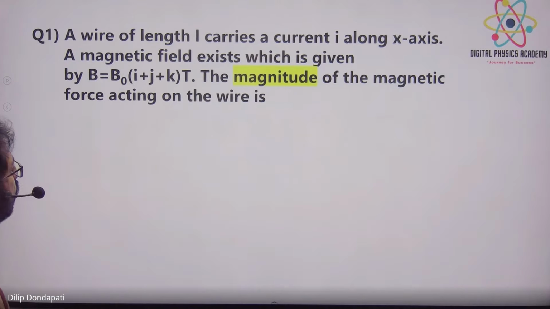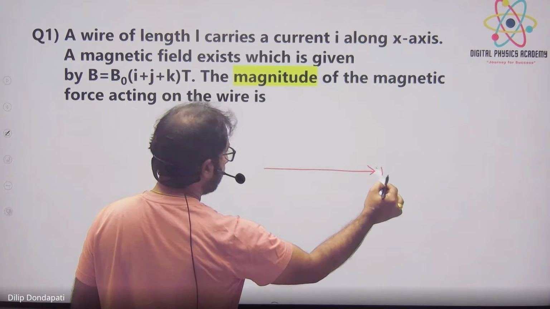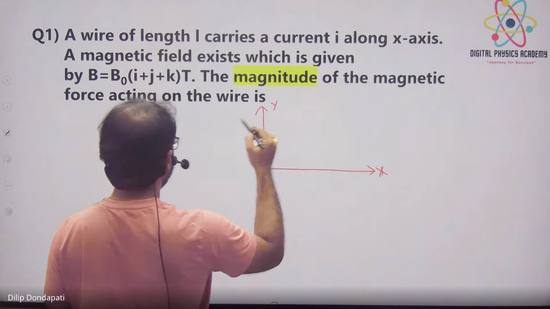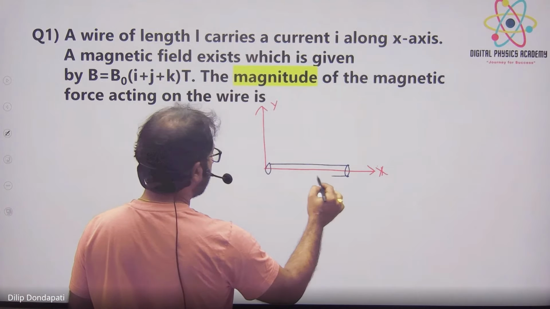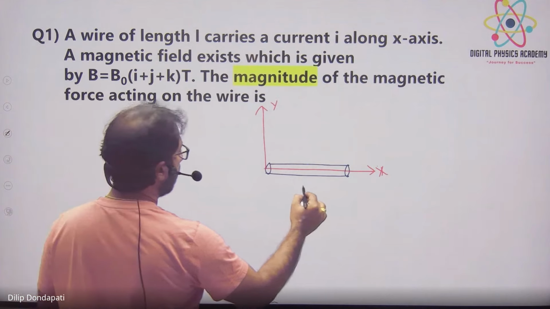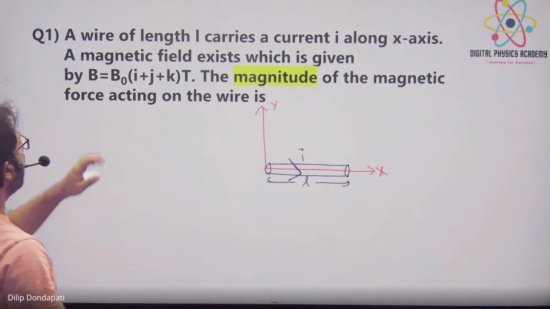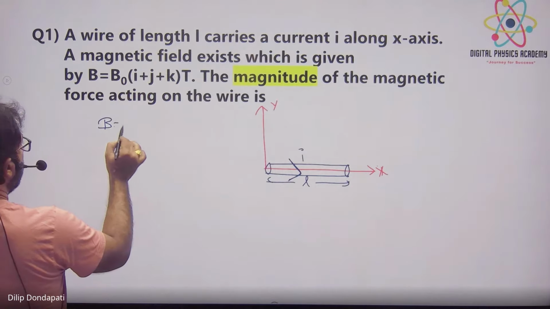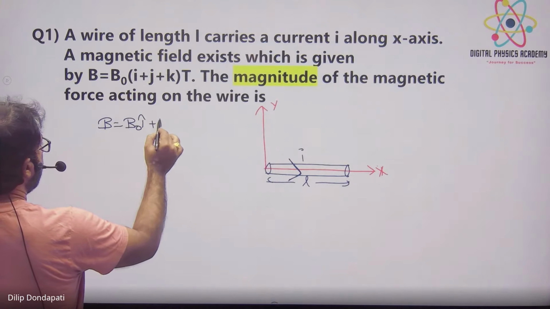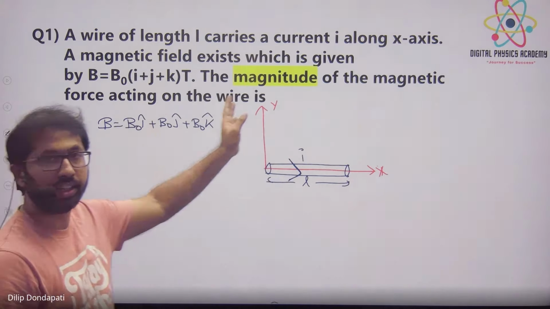Look. A wire of length L carries a current I along the x-axis. This is the x-axis, this is the y-axis. There is a wire along the x-axis, of length L, carrying a current I. A magnetic field exists which is given in vector form: B naught i cap plus B naught j cap plus B naught k cap. The magnetic field is there in all directions, i, j, k.